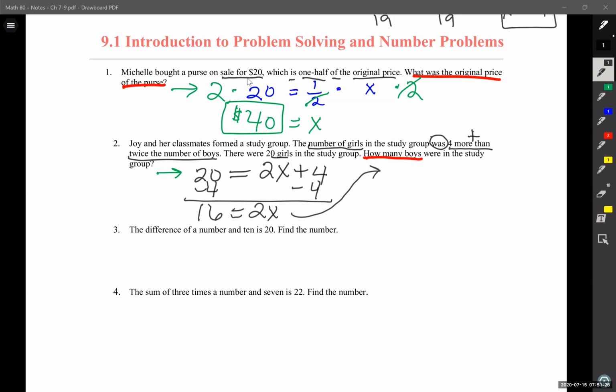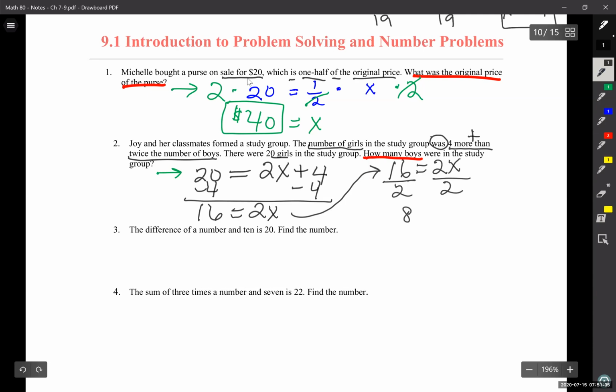Others are still writing out every step, and that is fine. Wherever you are at, that's what you should be doing. I'm going to divide both sides by 2, and I get 8 as my answer. I'm going to leave a little space for my units. 8, and we're talking about boys. So that would be 8 boys as my final answer. I don't like that. Hold please. I will clean it up and make it look better. X equals, there we go. Looks a lot neater. 8 boys.